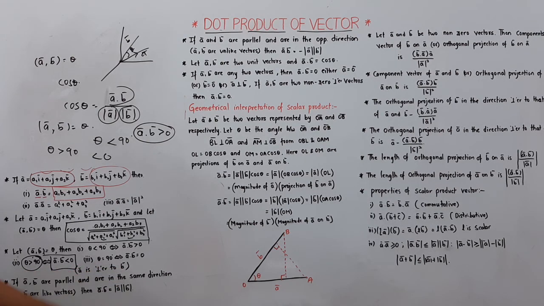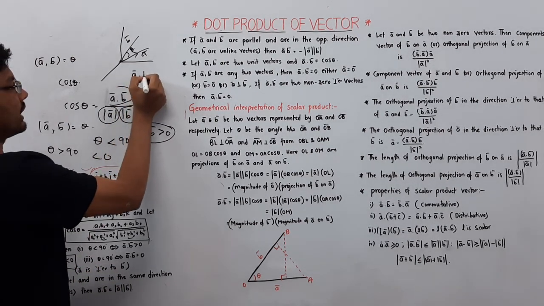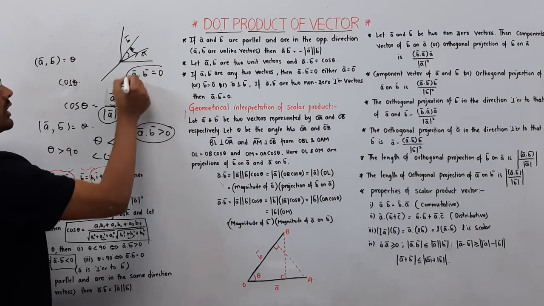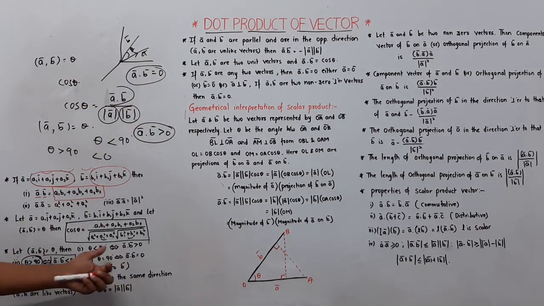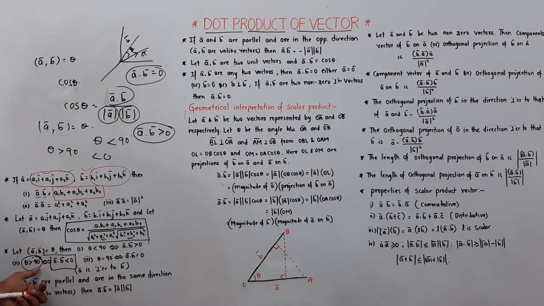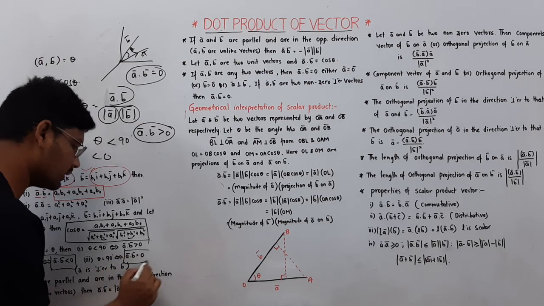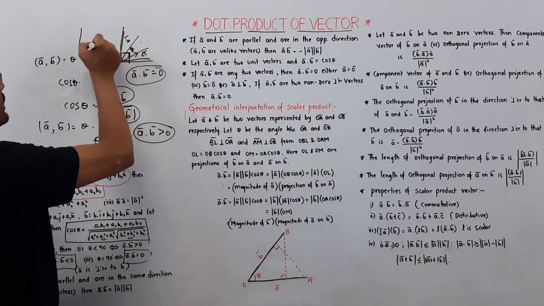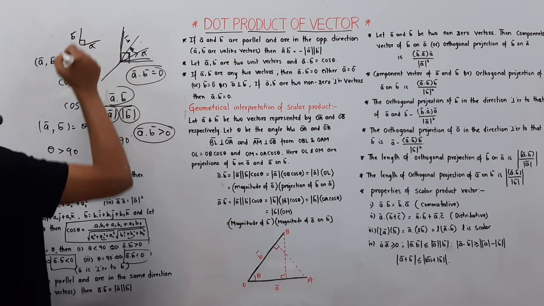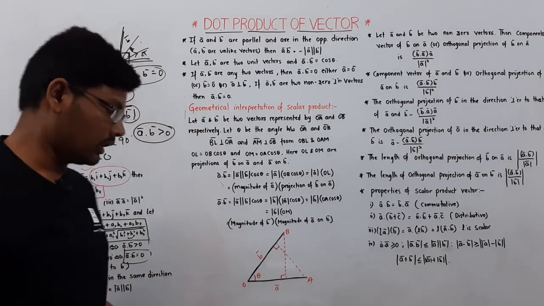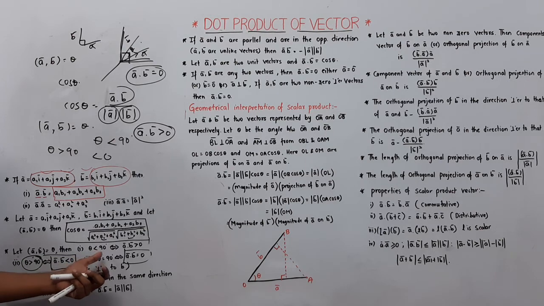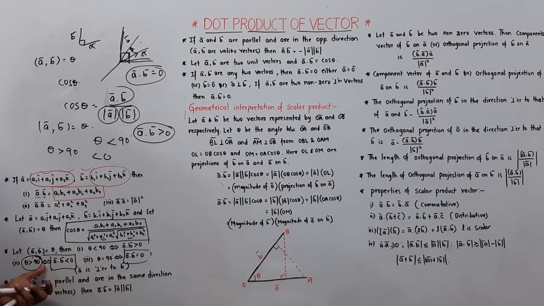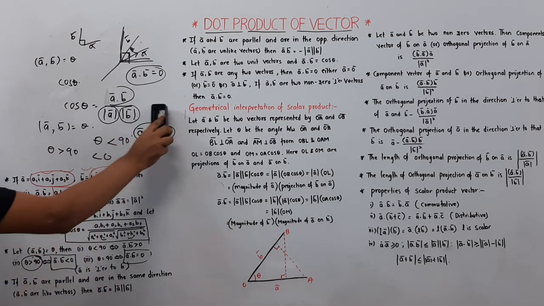If theta is equal to 90 degrees, then the dot product A bar dot B bar is equal to 0. Here, A bar is perpendicular to B bar. In this case, these two vectors are perpendicular to each other. This case is for less than 90 degrees, this is for greater than 90 degrees, and this is for equal to 90 degrees.